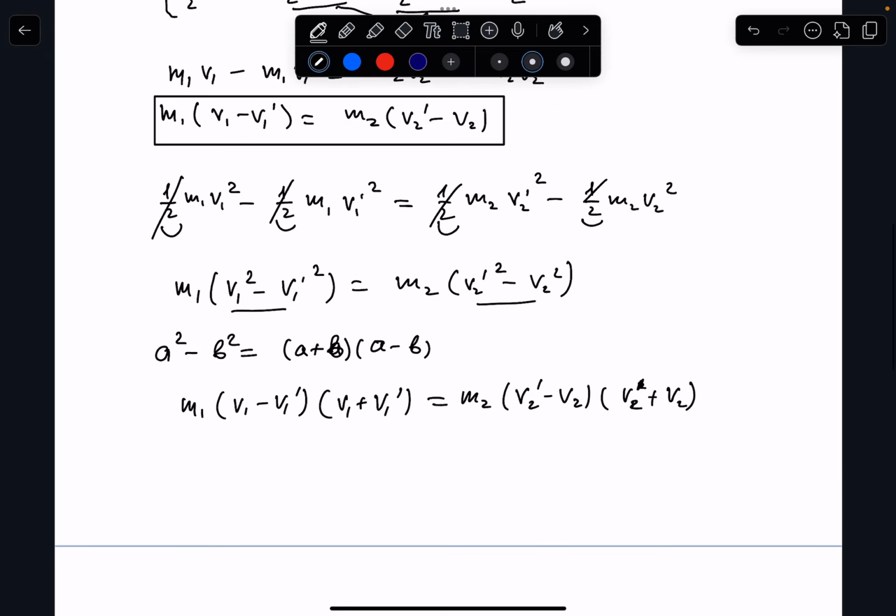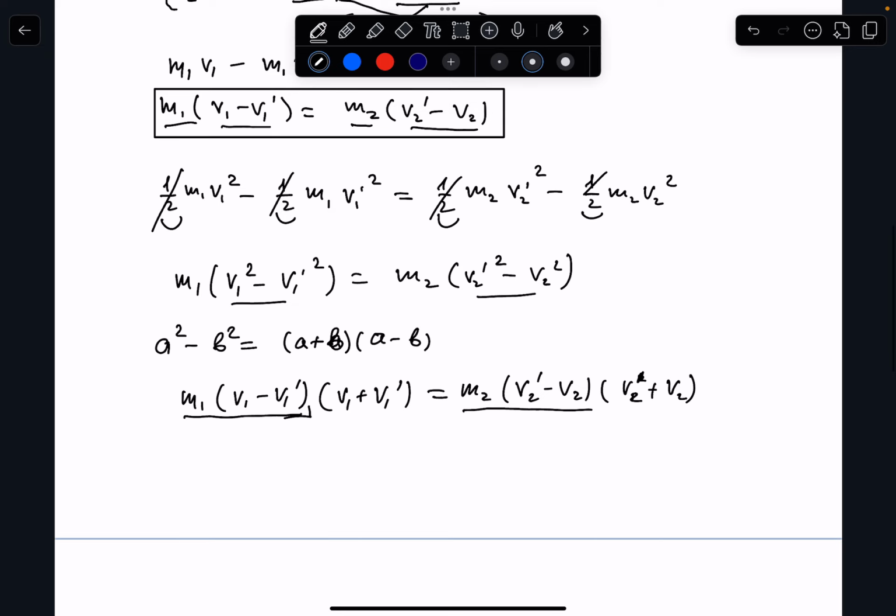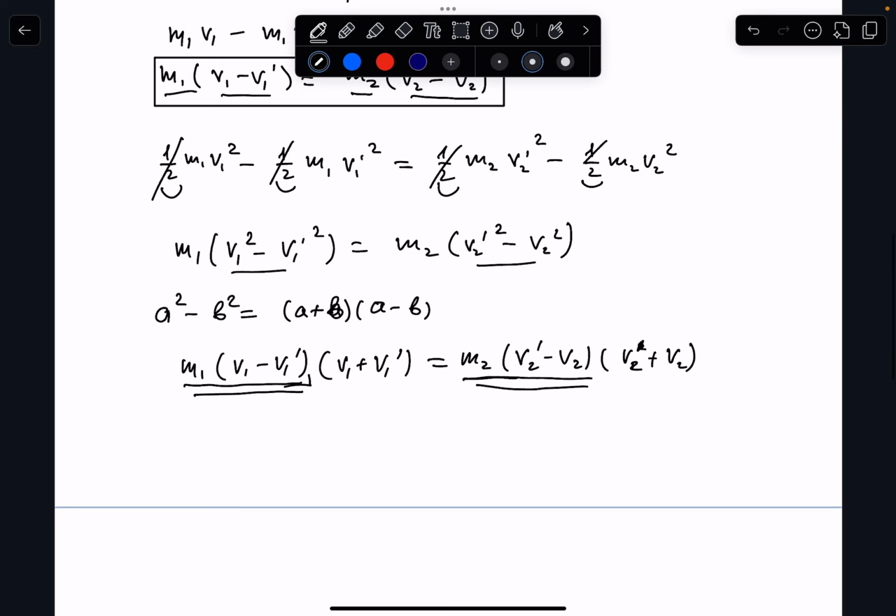So from the conservation of energy, m1 (v1 minus v1 prime) equals m2 (v2 prime minus v2). As we have the same quantity here, if v1 minus v1 prime or v2 prime minus v2 are not zero, let's say momentum is not zero, then we can make them equal to each other. From the conservation of momentum, they will cancel out each other. If they are not zero, then we will have v1 plus v1 prime equals v2 prime plus v2.